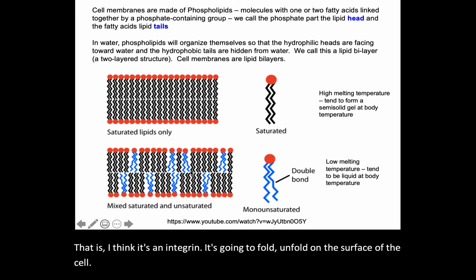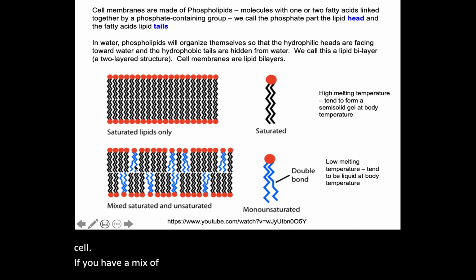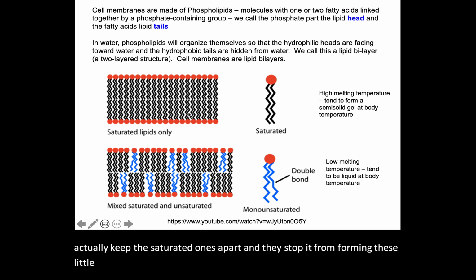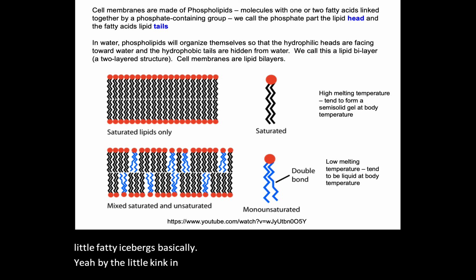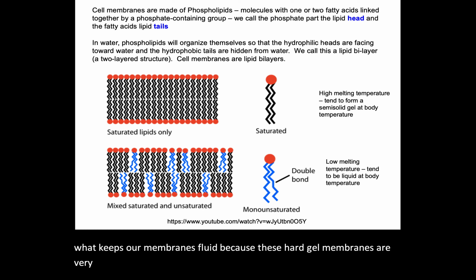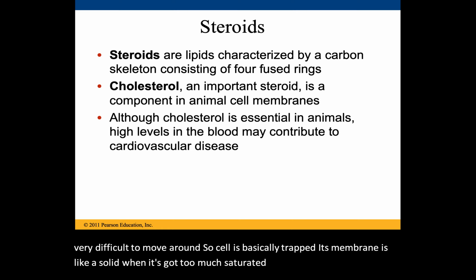If you have a mix of unsaturated and saturated, then the unsaturated ones actually keep the saturated ones apart, and they stop it from forming these little fatty icebergs, basically. So, just by the little kink in their tail from that extra double bond, they are what keeps our membranes fluid, because these hard gel membranes are very difficult to move around. So a cell is basically trapped. Its membrane is like a solid when it's got too much saturated fat in it.